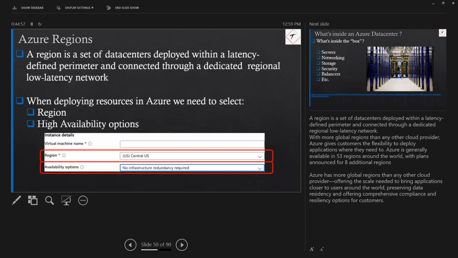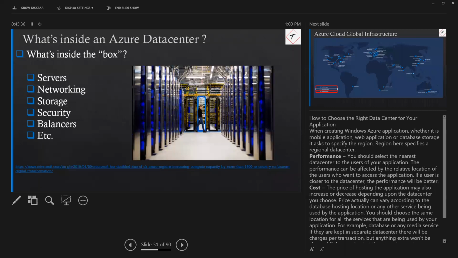When you are setting up a virtual machine, you have an option to choose which region you want to set it up in, and you can also set up redundancy if required. You can set it up in two different regions to ensure that if one of the regions goes down or is not accessible for any reason, you are still covered. So the key thing to remember is that an Azure region is a dedicated region with a low latency network set up between its data centers. So what is an Azure data center?